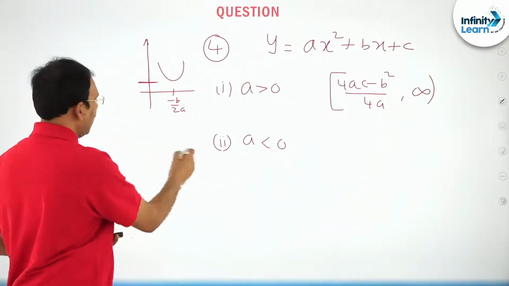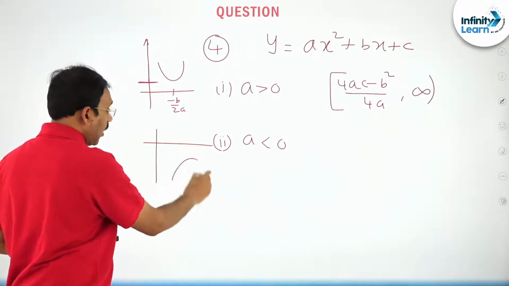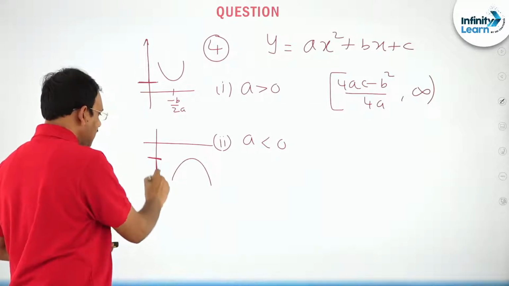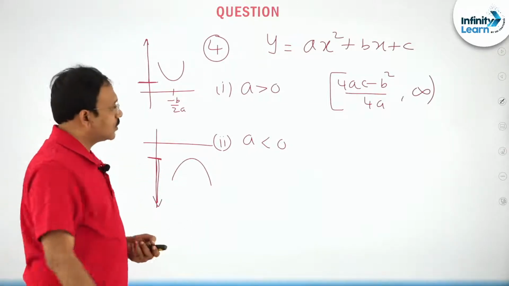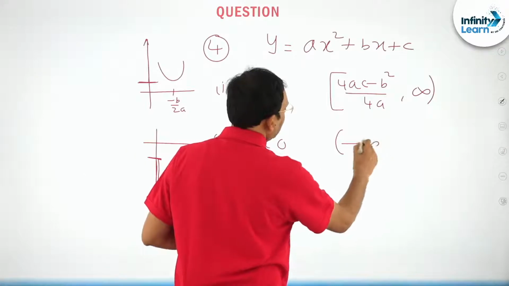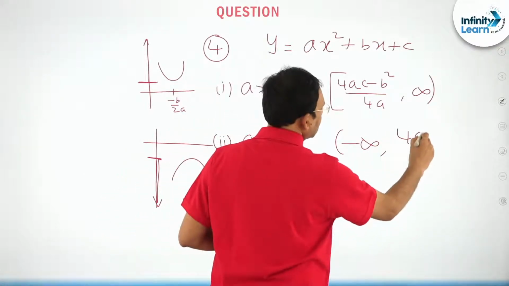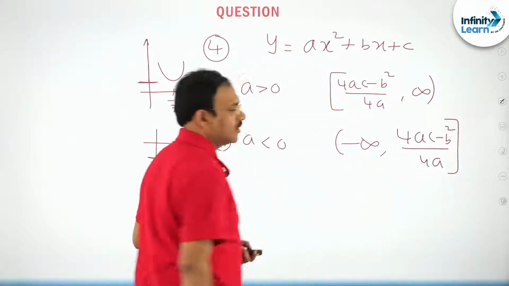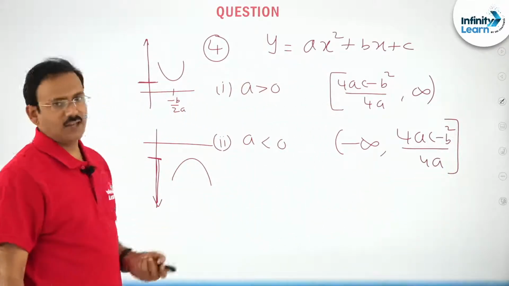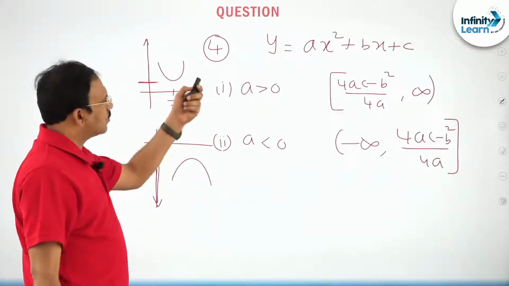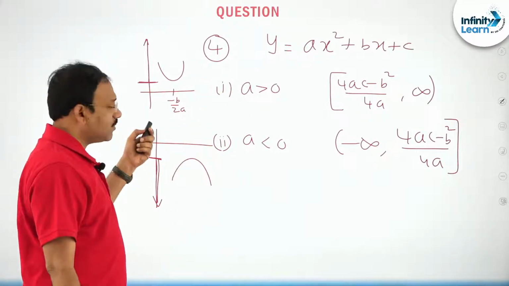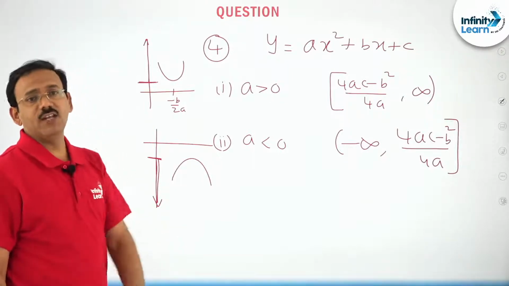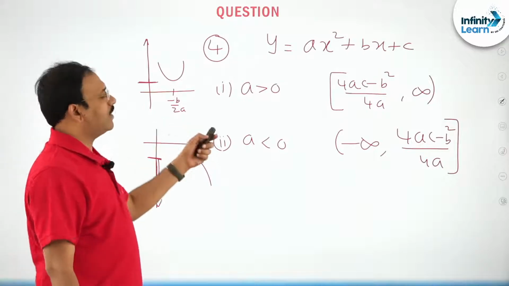Whereas, friends, if a is negative, it is a downward parabola. So, maximum is this, minimum is minus infinity. This is the range. So, in this case, minus infinity to 4ac minus b square by 4a. You can apply the shortcut directly to get the range. Otherwise, again we need to take the derivative, find the turning point, calculate and all these things. Rather, if you want the range of any quadratic expression, you can simply use this technique.